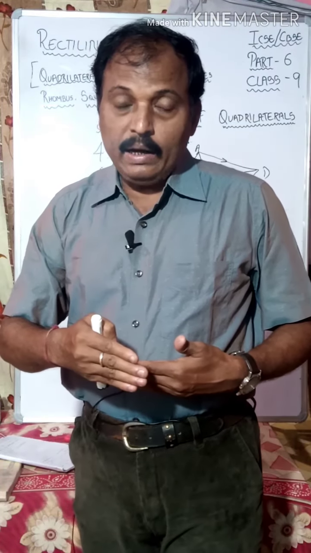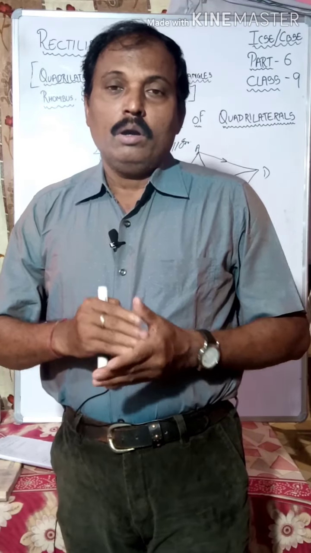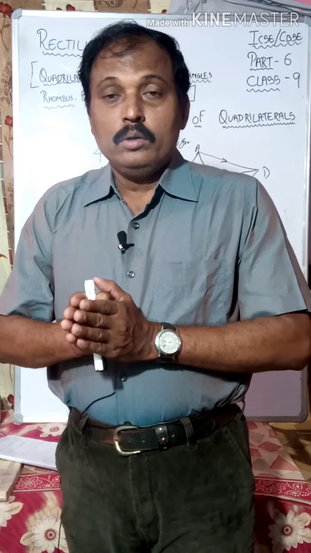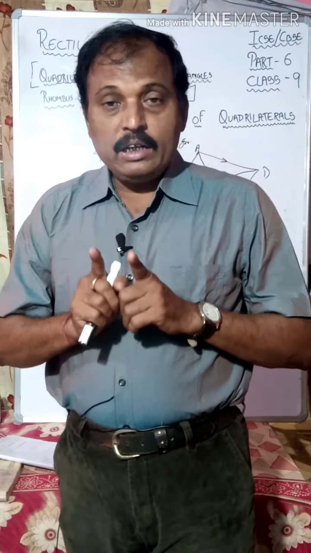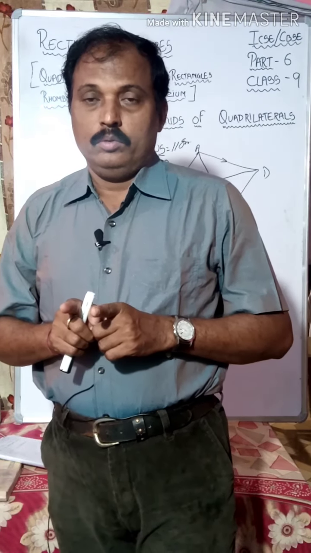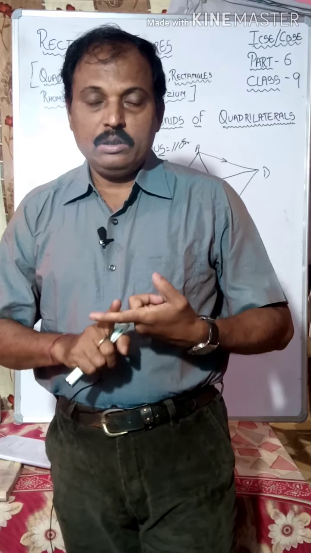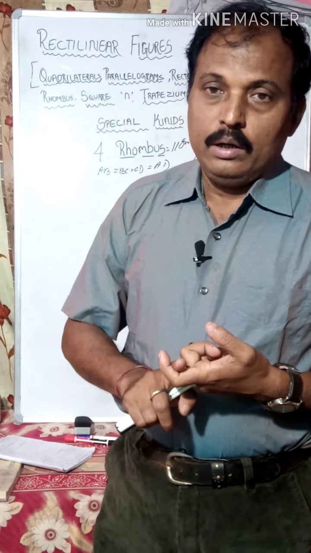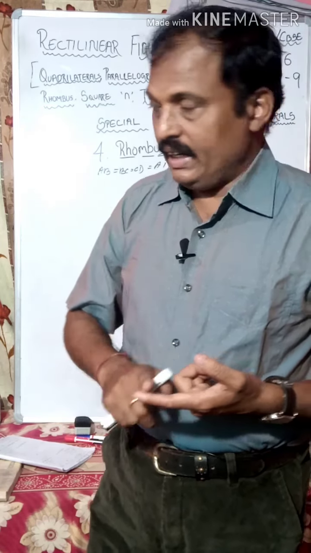In a rectangle, all conditions of a parallelogram are also applied. But what is the special condition of a rectangle? The two diagonals are equal and they bisect each other at a point, meaning AO is equal to BO is equal to CO is equal to DO. And each angle is 90 degrees.